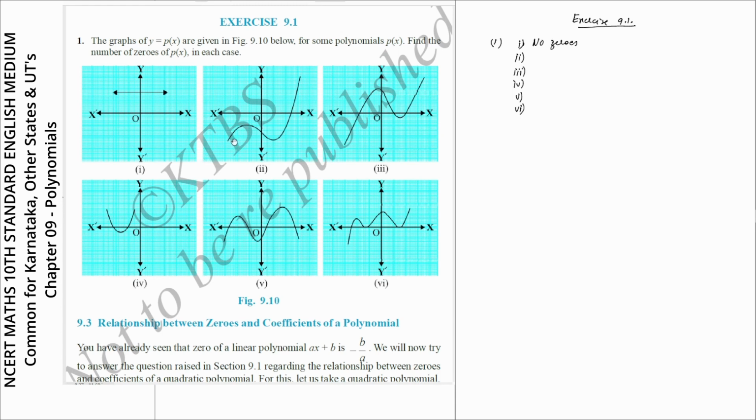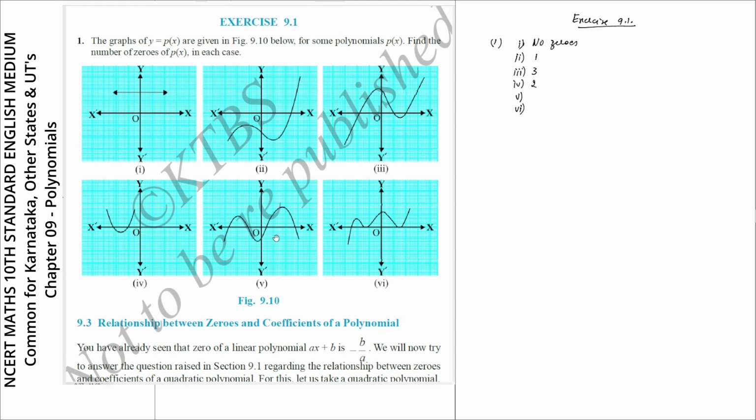In the second example, the polynomial is in this form, and it is intersecting the x-axis at only one point. Therefore the number of zeros for this one is 1. In the third example, the polynomial is intersecting the x-axis at this point, this point, and this point. There are 3 points where the polynomial intersects the x-axis. Therefore the number of zeros is 3. And for this polynomial, it is intersecting the x-axis at 2 points. Therefore the number of zeros is 2.